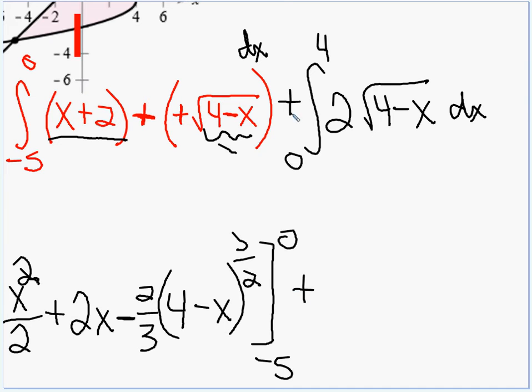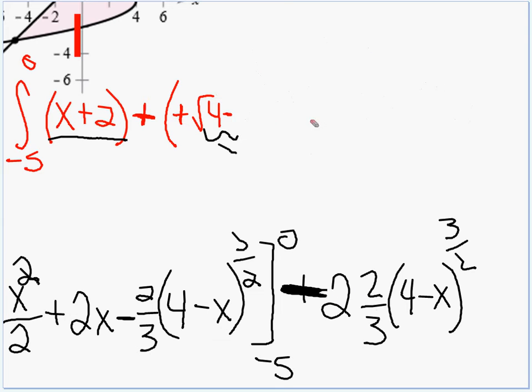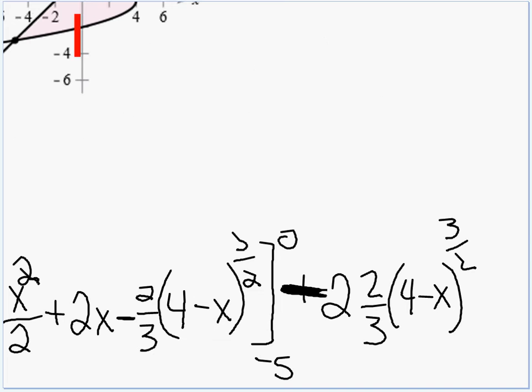Plus, here we can pull the 2 out front, so we'll pull that 2 out. And then we're going to antiderive this just like we did over here. That is going to change this to a minus. And then we're going to have our quantity, 4 minus x, to the 3/2 power. And we're going to divide by 3/2 or multiply by 2/3. So this 2 times 2/3, we'll turn that into 4/3 here shortly. Ooh, and this is evaluated from 0 to 4.